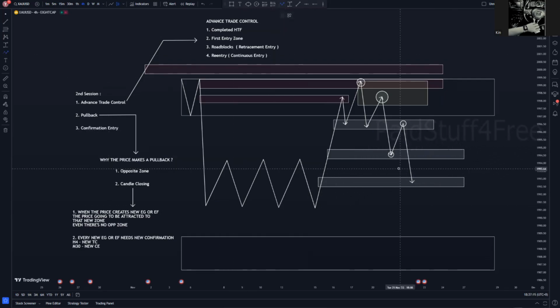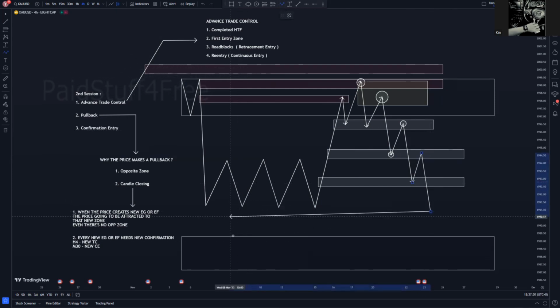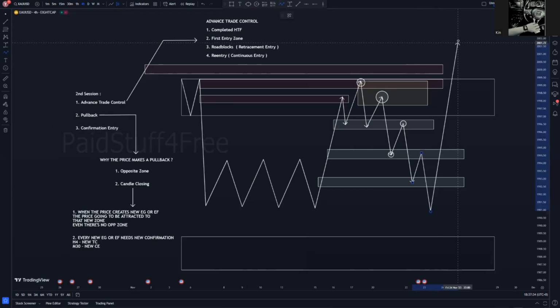Like I said, when the price creates an engulfing field, no matter how long it takes, the price is going to go to the exit zone. For example, the price goes down like this, and without any opposite zone, the price can do the pullback like this.